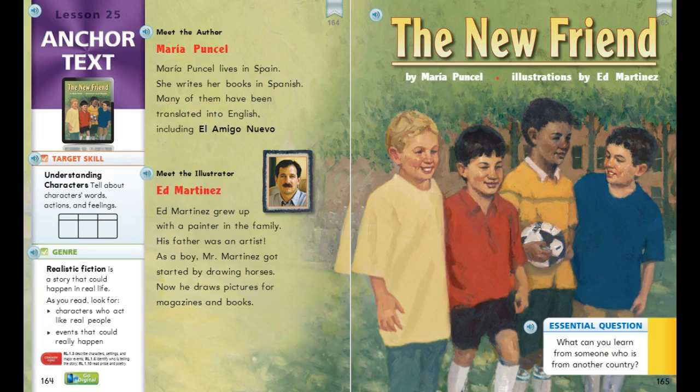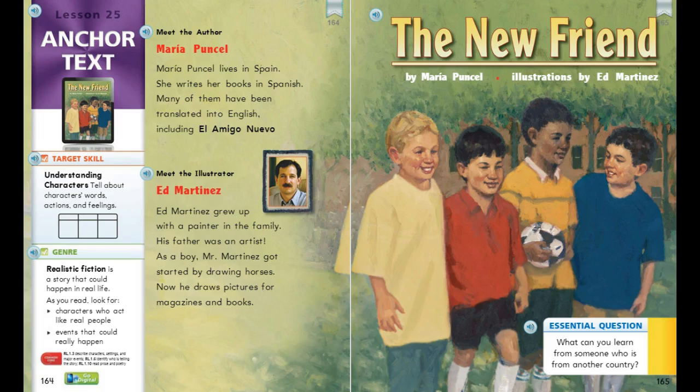So what I would like you to do is pause the video. You're going to preview this story. It starts on page 165 and ends on page 181. And then you're going to make a prediction. What do you think this story is going to be about? Once you've done your preview and your prediction, you're going to set your purpose for reading.